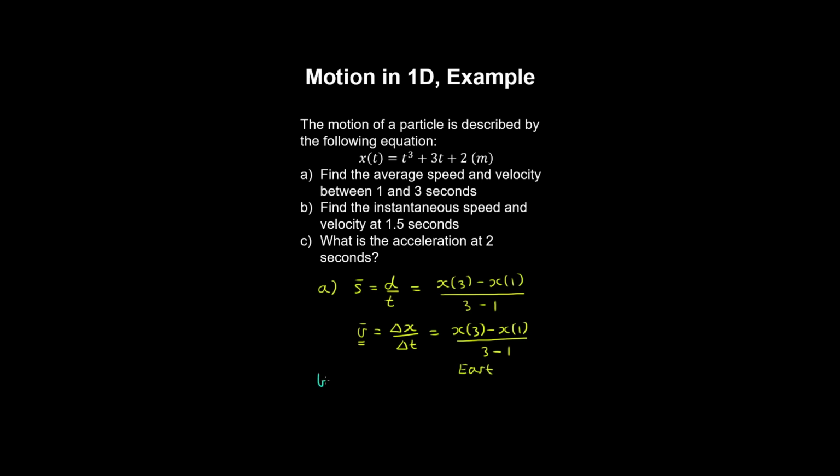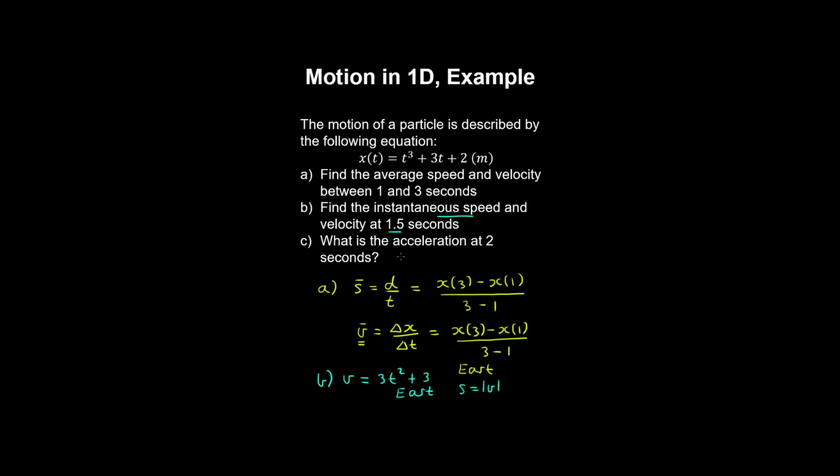Now to find the instantaneous speed, we first find the instantaneous velocity by differentiating the position with respect to time. And then if you substitute 1.5 seconds, that'll give you the instantaneous velocity, which will be positive in this case, or east, or points to the right. And the instantaneous speed is obtained by taking the magnitude of the instantaneous velocity at 1.5 seconds. And speed's a scalar quantity and has no direction.